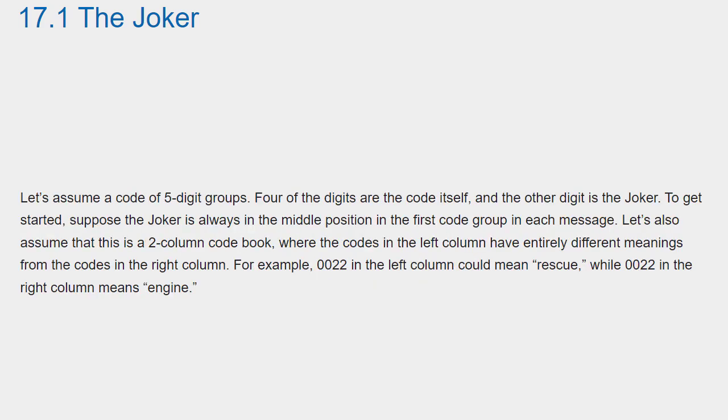Let's assume a code of 5-digit groups. 4 of the digits are the code itself, and the other digit is the Joker. To get started, suppose the Joker is always in the middle position in the first code group in each message. Let's also assume that this is a 2-column code book, where the codes in the left column have entirely different meanings from the codes in the right column. For example, 0022 in the left column could mean rescue, while 0022 in the right column means engine.